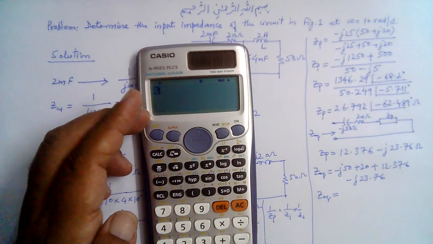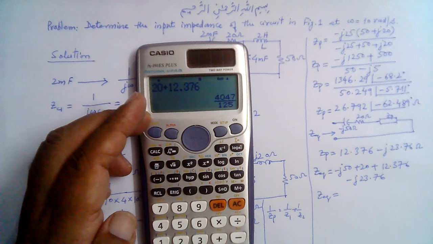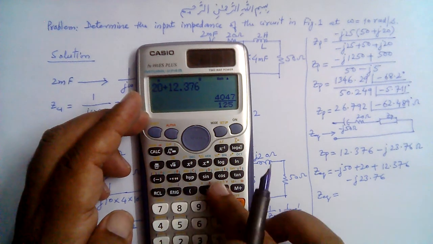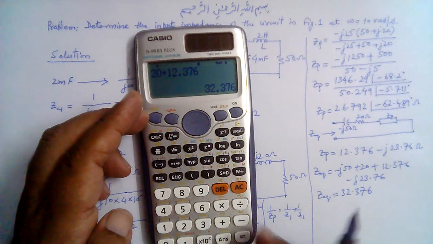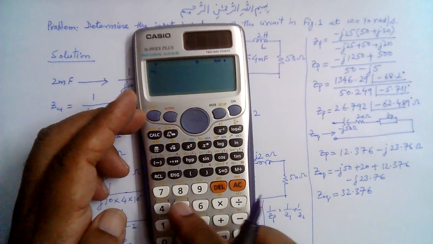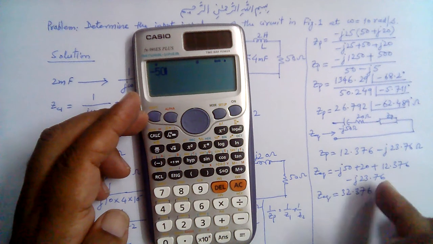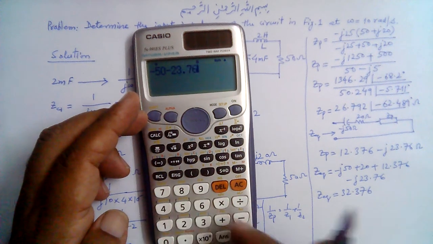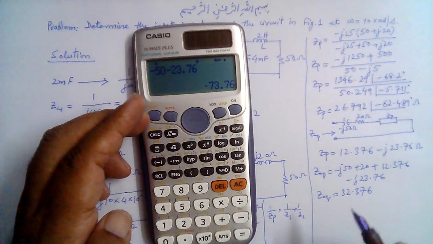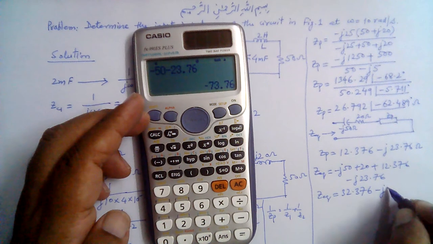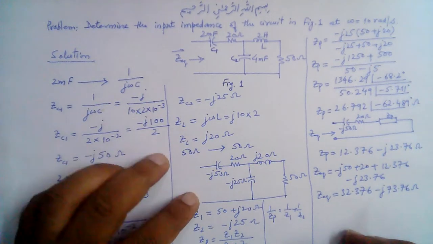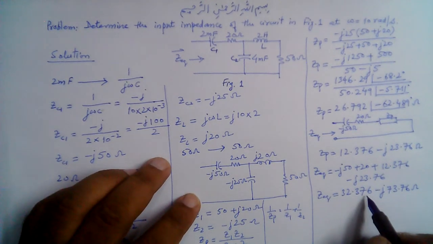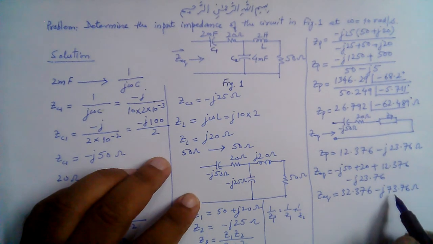So 20 plus 12.376, that is 32.376, and then we have minus J50 and minus 23.76, and that is minus J73.76 ohms. So the equivalent impedance has a resistive part of 32.376 ohms and a reactive part of minus J73.76.